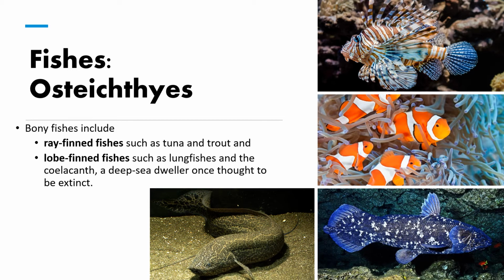The second group are called lobe fin fishes, and you can have either something like a lungfish, which is the bottom picture right here, or you can have a coelacanth, which is a deep sea dweller, the bottom right image. They were thought to be extinct because they live so deep down in the ocean that it's hard to see them, but they are actually still present.